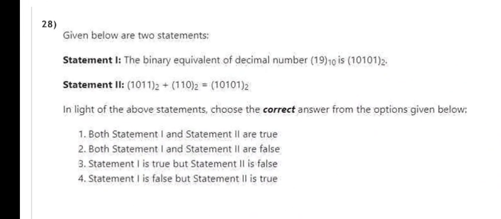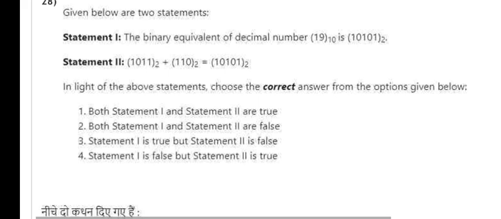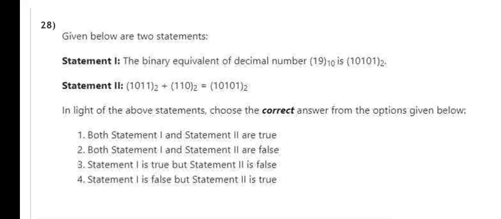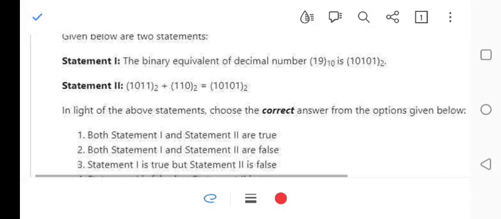Next, given below are two statements. One says the binary equivalent of the decimal number (19) base 10 is (10101) base 2. Statement 2 says (1011) base 2 plus (110) base 2 equals (10101) base 2. These are the options for you: both 1 and 2 are true, 1 and 2 are false, 1 is true and 2 is false, 1 is false but 2 is true. So it will be 1 and 2 both are false.